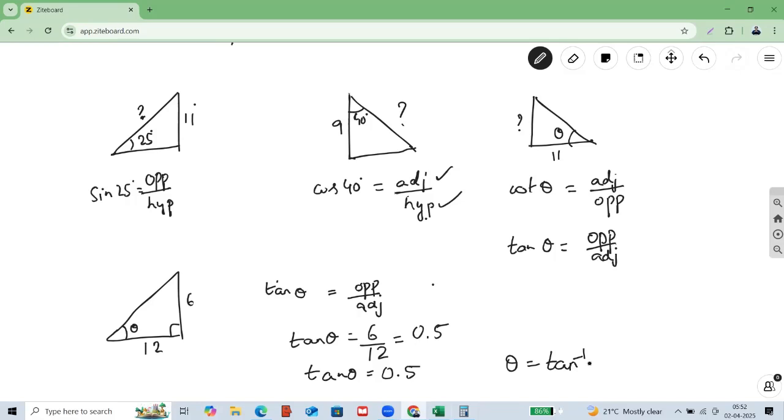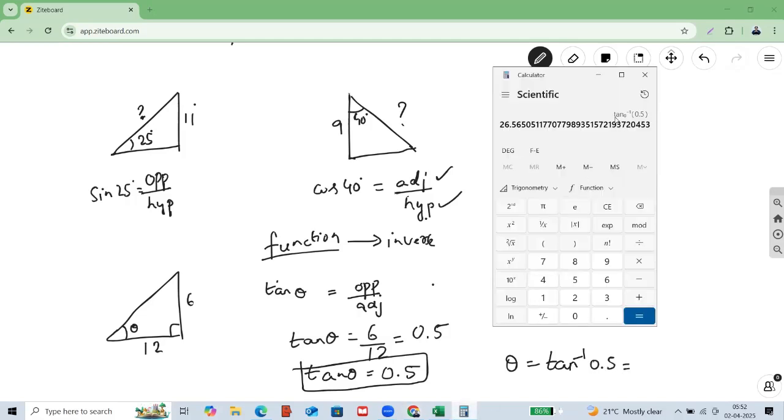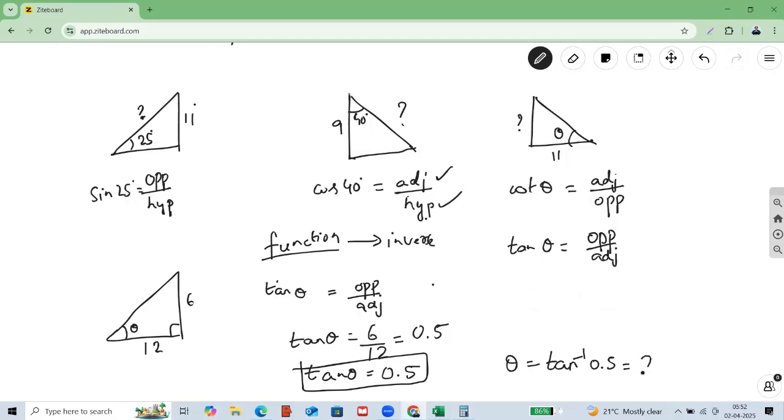All these things, sine, cosine, tangent, are called trigonometric ratios, and they're also called functions. When you learn about functions, you also learn about inverse functions, so that is what we are using here. Tan theta is 0.5, so theta is tan inverse 0.5. In the calculator, tan inverse 0.5 gives the answer 26.56. That means this angle is 26.56 degrees.